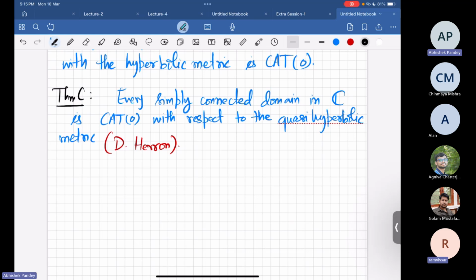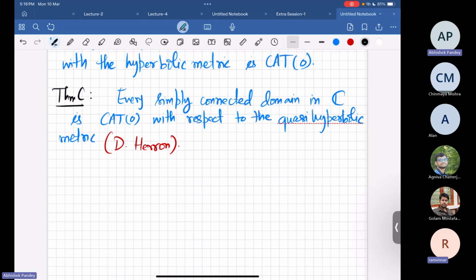Yes. So quasi-hyperbolic means the rho function is one upon the distance between x and the boundary of omega. So that is not Riemannian because that is not differentiable inside the domain.